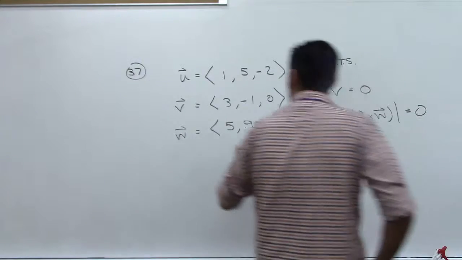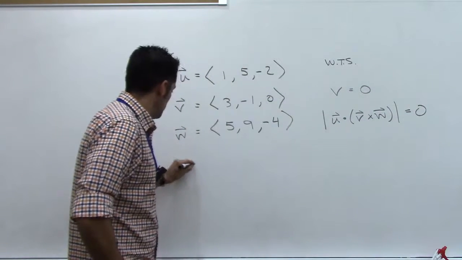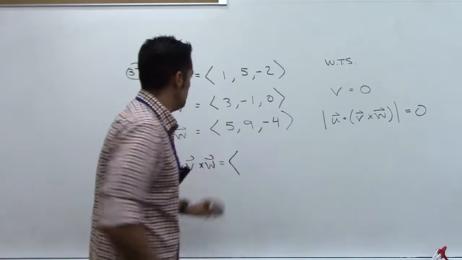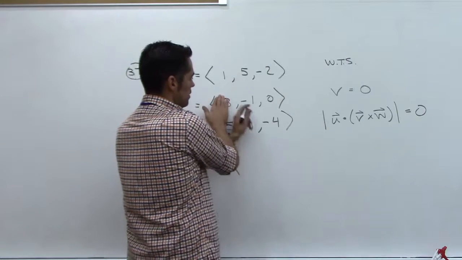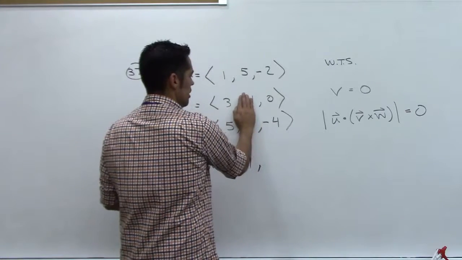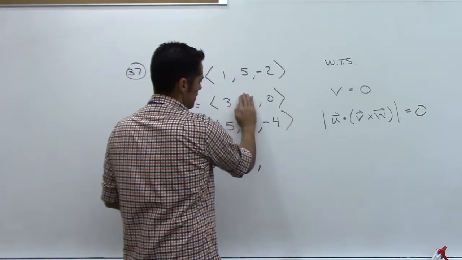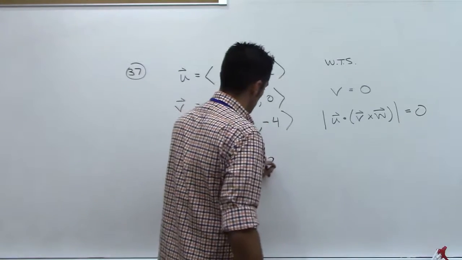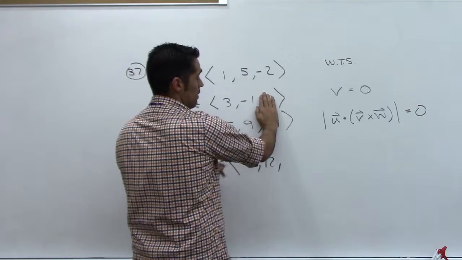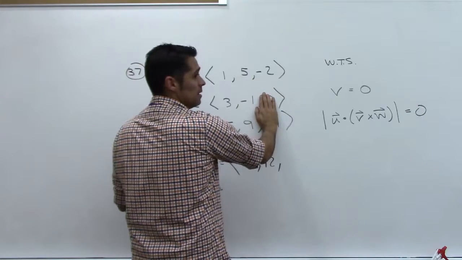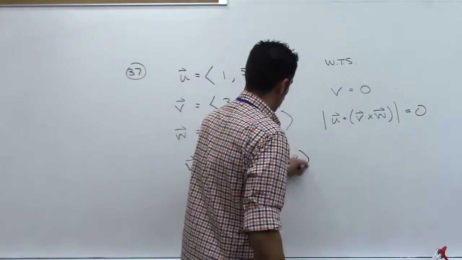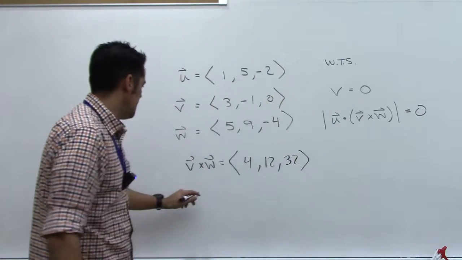So we need to cross, let's cross V and W. So V crossed with W is equal to, let's see, cover up the I. We've got 4, take away 0 is 4. And then cover up the J. We've got negative 12, take away 0, but then change it, so 12. And then this one right here, we got 27, take away negative 5 is 32. 32.